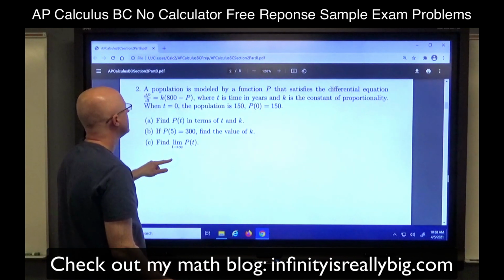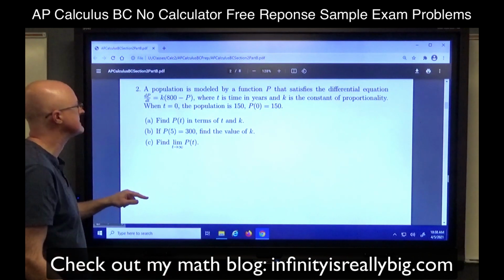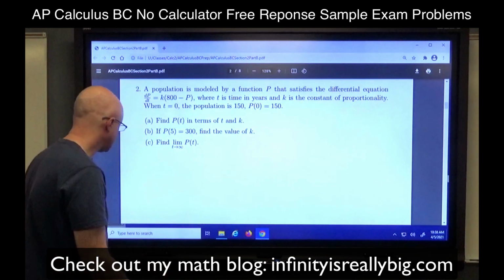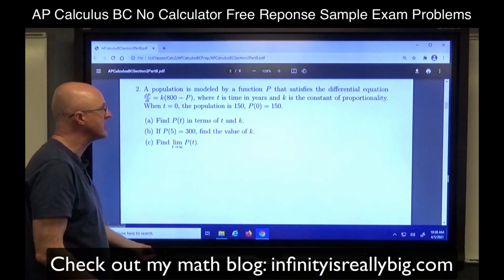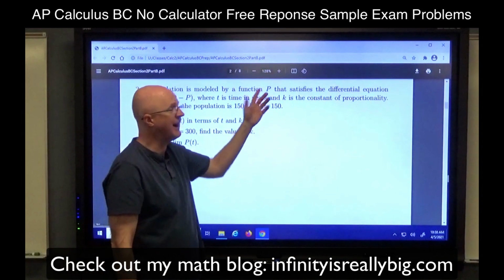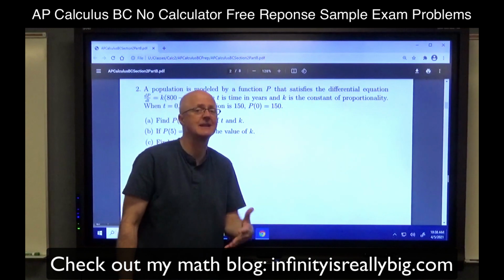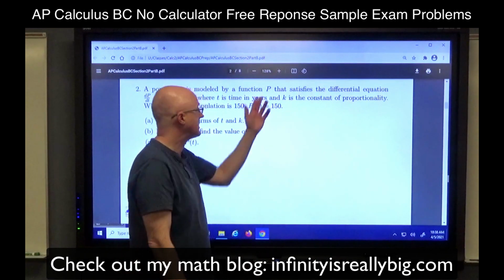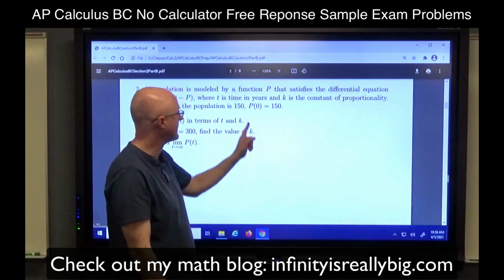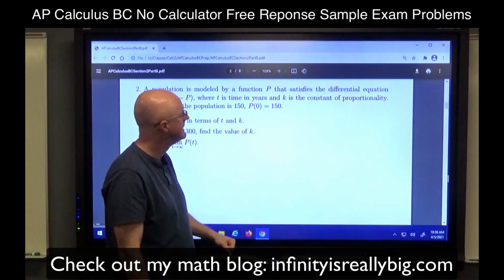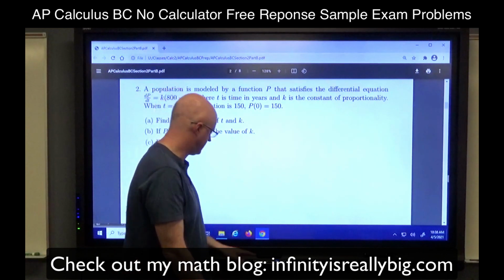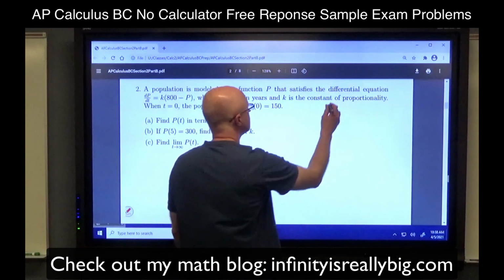Number 2, a population is modeled. Okay, so this is a population model by a function p. Now they didn't put an of t in there, but it's understood that p depends on t. It could have been written as p of t, and in fact that's hinted at down here as well. That satisfies a differential equation.